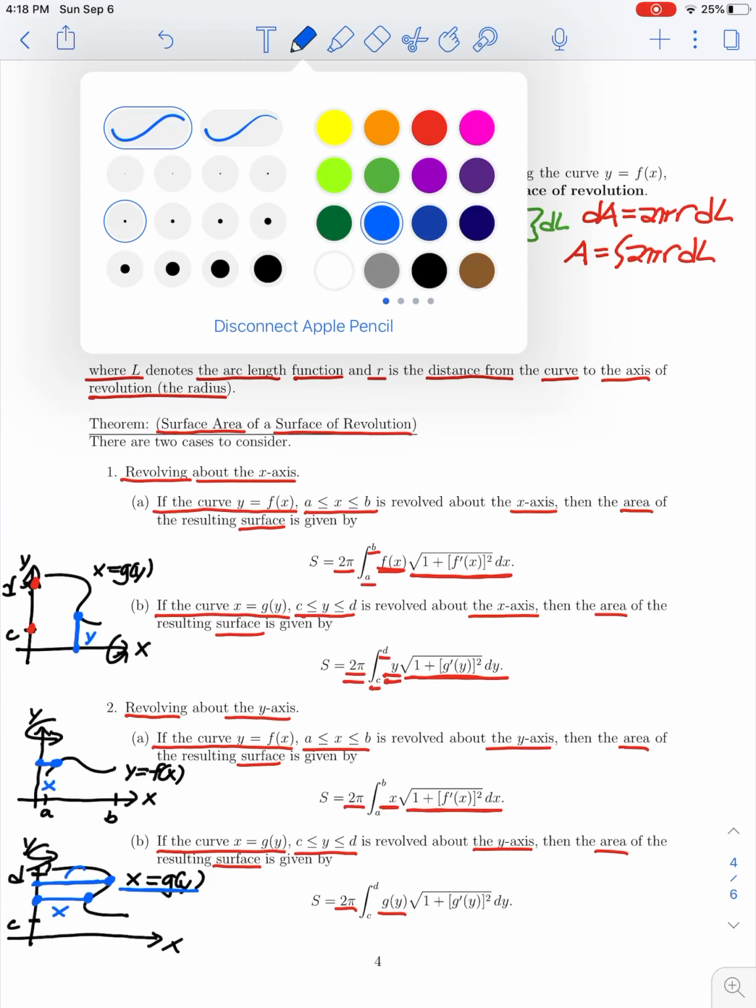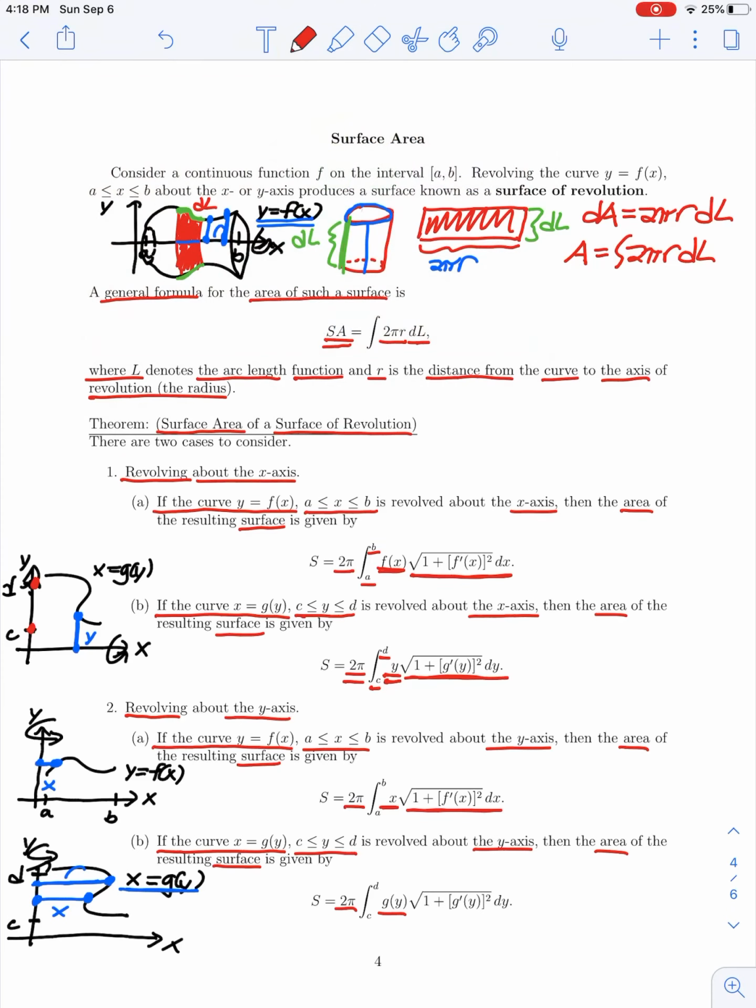So here we're integrating 2 pi g of y times the differential of arc length, which, if x is a function of y, would be given by the square root of 1 plus the derivative of that function squared times the differential of y, and we're integrating here with respect to y from c to d.